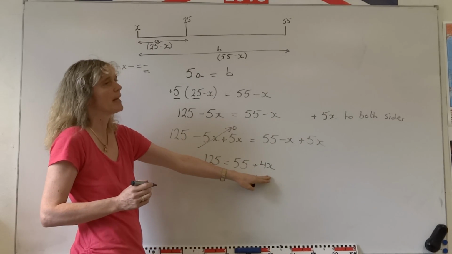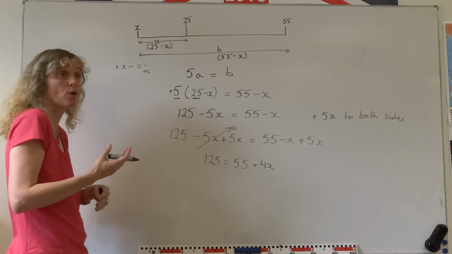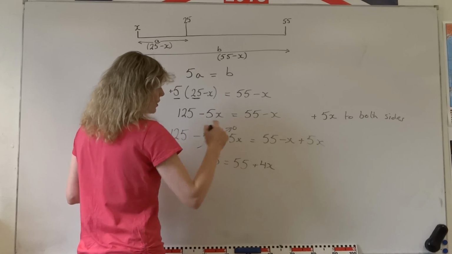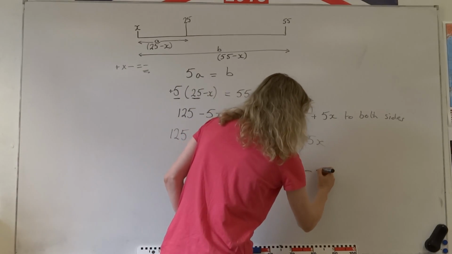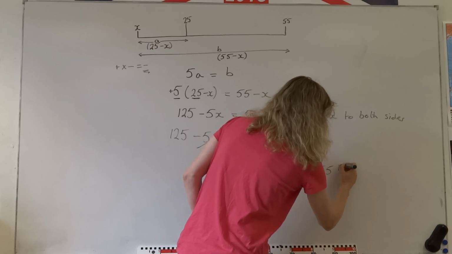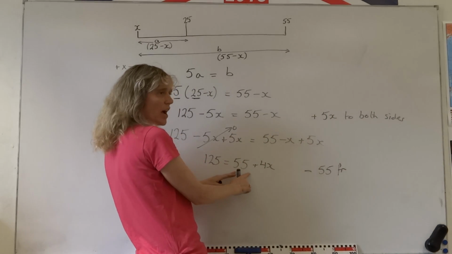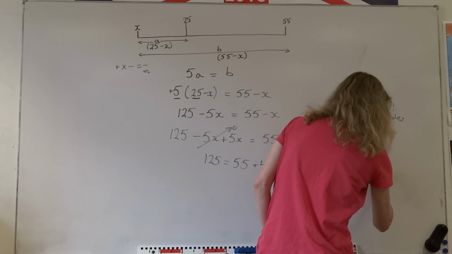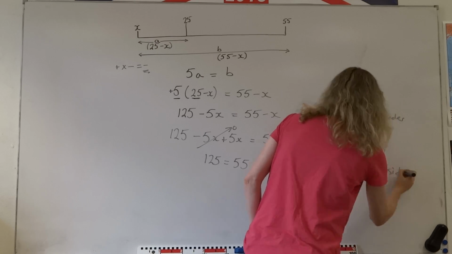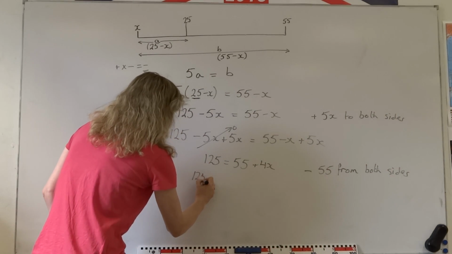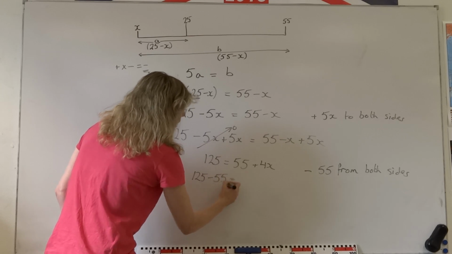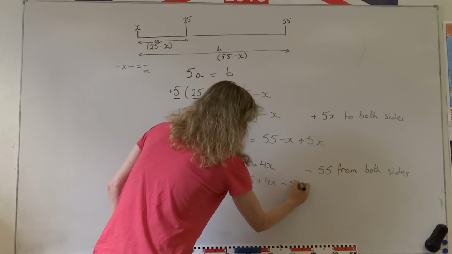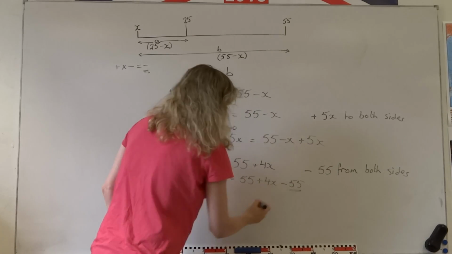Notice we've got a different number here now. It's a 4x instead of, last time, 6x. So now I want to know what 4 lots of x is, so I subtract 55 from both sides. I've got to get rid of this 55. All my numbers have to be on the same side. Minus 55 from both sides, giving me 125 minus 55 equals 55 plus 4x minus 55. Here's my minus 55 to both sides.